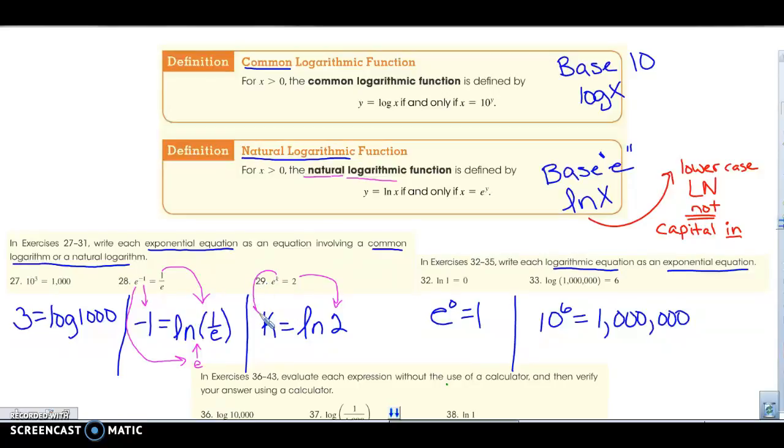All right, here these are written in logarithmic form, and to translate them into exponential form, we have to recognize what base we are talking about. Well, since this is ln, we know this is base e. So e raised to the 0 power equals the argument of 1. Here we have log. Notice there's no number there, so we know that that is base 10. So 10 to the 6th power equals the argument of 1 million.